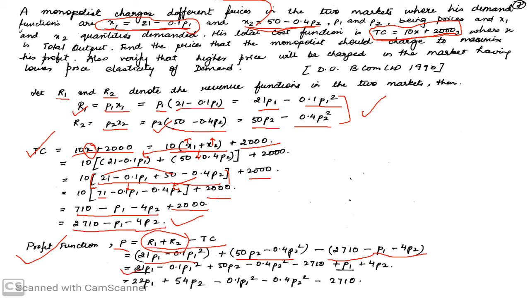you will get the values as this is 21 p1, this is p1, 22 p1, right, this is 50 p2, like terms you operate, 54 p2 minus 0.1 p1 square minus 0.1 p1 square minus 0.4 p2 square minus 2710, okay.